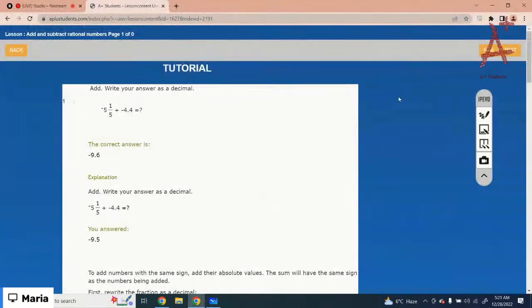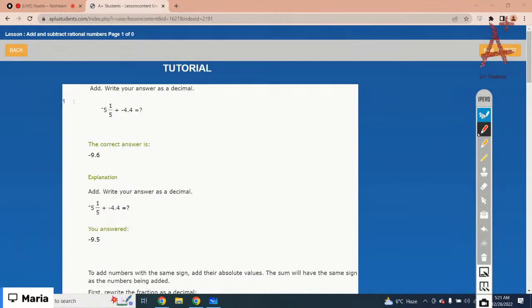Okay, so you have to add. Got it? You have to add negative 5 whole 1 by 5 plus negative 4.4. You have to add both the numbers. Got it?